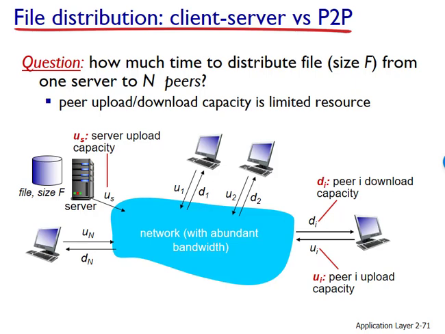As shown here, the server and the peers are connected to the internet with access links. We make the simplifying and generally accurate assumption that the internet core has abundant bandwidth, implying that all the bottlenecks are in the access networks. We also suppose that the client and the server are not participating in any other network applications, so that all their upload and download access bandwidth can be fully devoted to distributing this file. However, upload and download time is a limited resource.